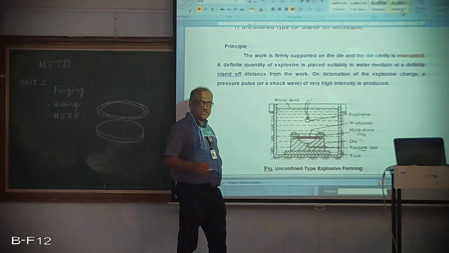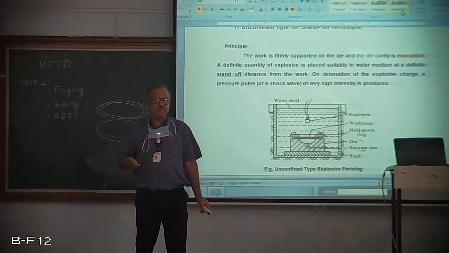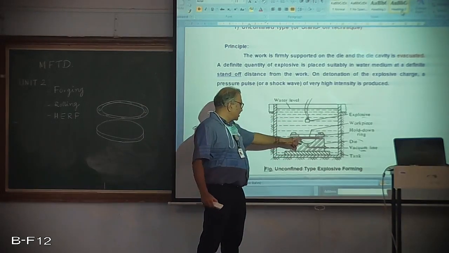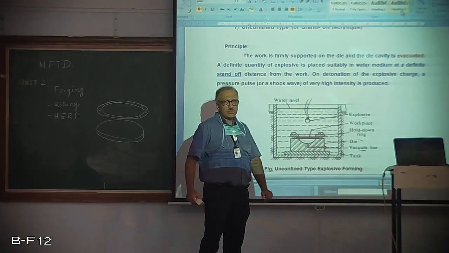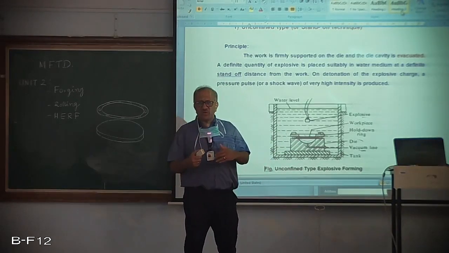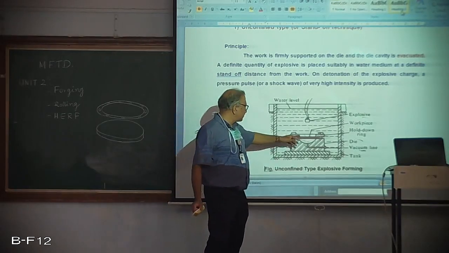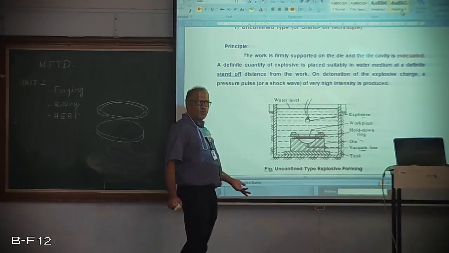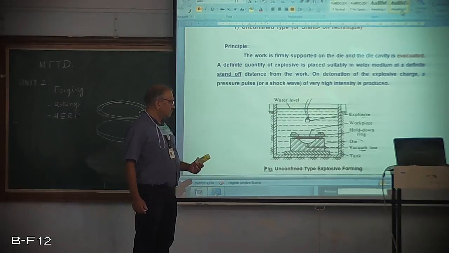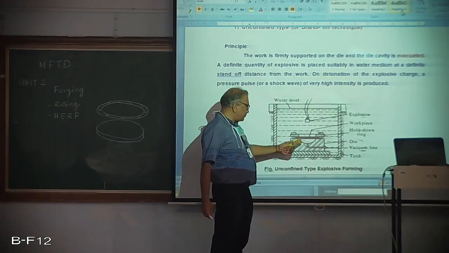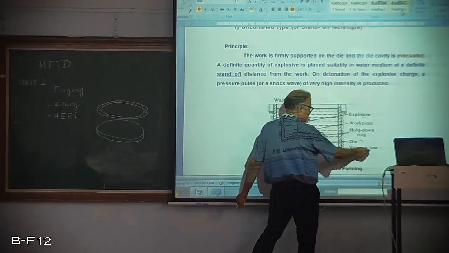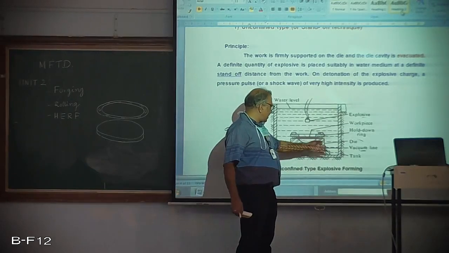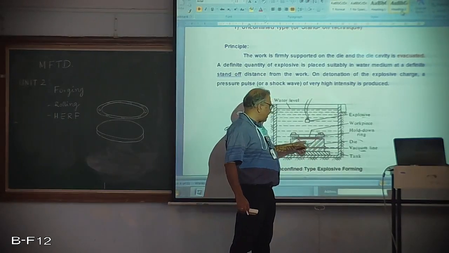This standoff distance is to be decided based on a number of factors. The standoff distance depends on the nature of the work material, the size of the workpiece, the amount of charge, the finish required, and so on. One very important requirement is the vacuum line or a vacuum pump. This vacuum pump is connected to the die cavity.